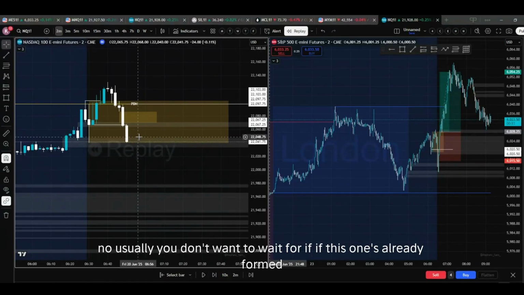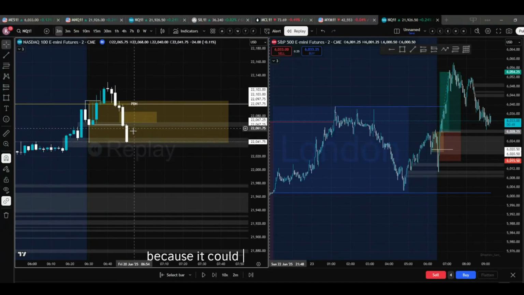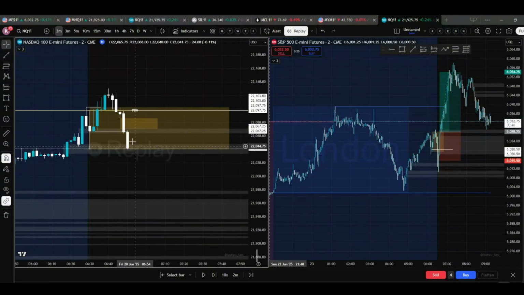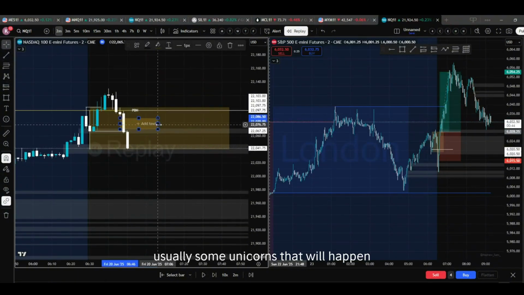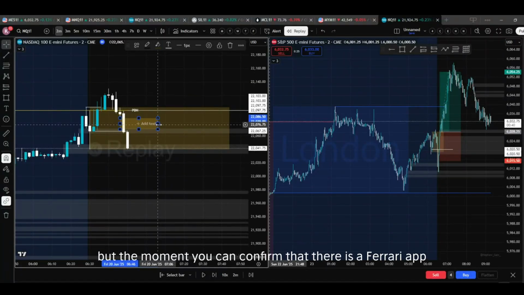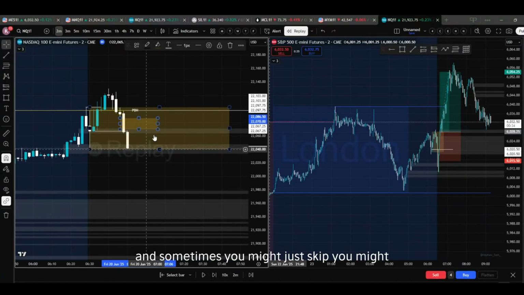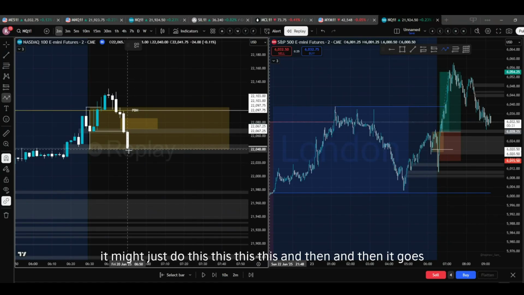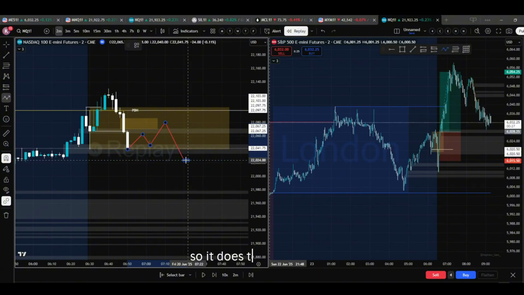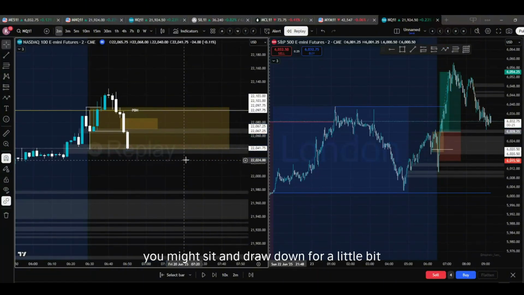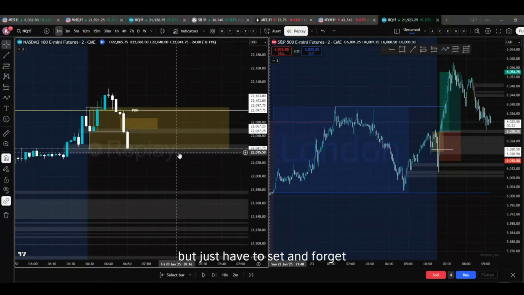Usually, if this one's already formed, you don't want to wait for a retest because it could just take off without you. Usually some unicorns will just take off without you and won't give you a retest. But the moment you can confirm that there is a fair value gap that's already inside the breaker, you can enter with your stop here. And sometimes it might just do this, and then it goes. Like it does take some time. You might sit in drawdown for a little bit, but you just have to set and forget.